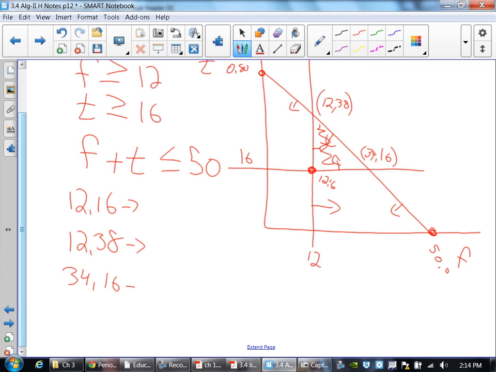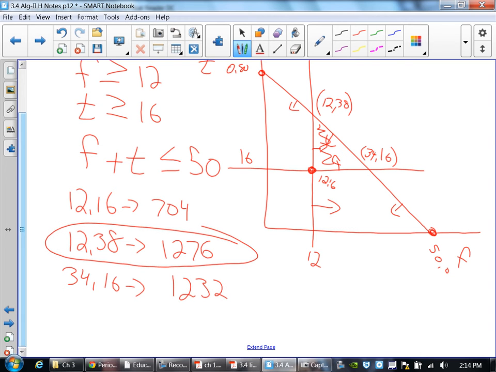When you substitute into your profit function, I got 704 for this, 1276 for this, and 1232 for that. Therefore, I make the most money if I sell 12 of those and 38 of the other. I got it.